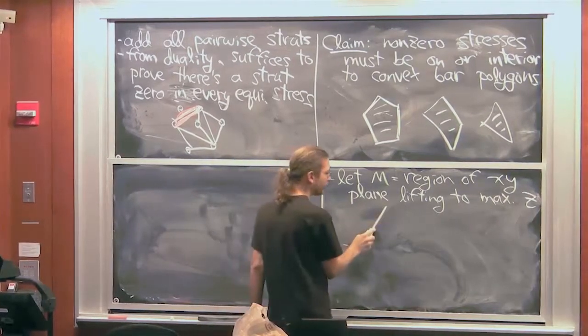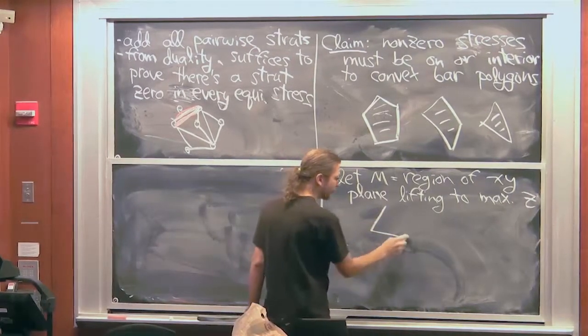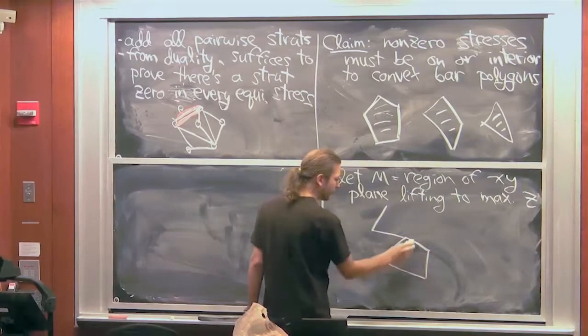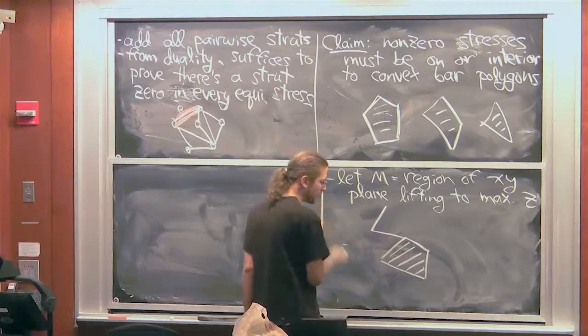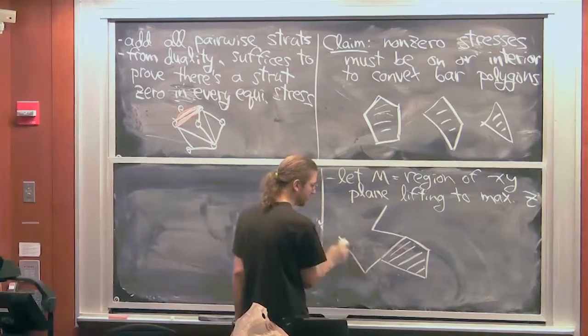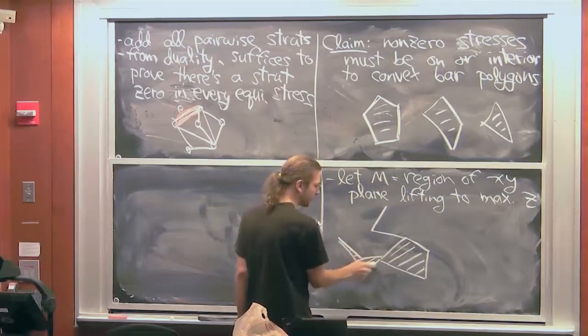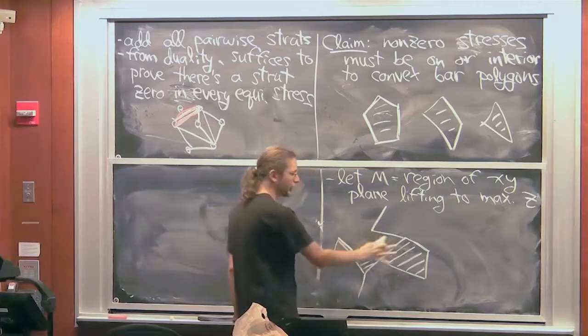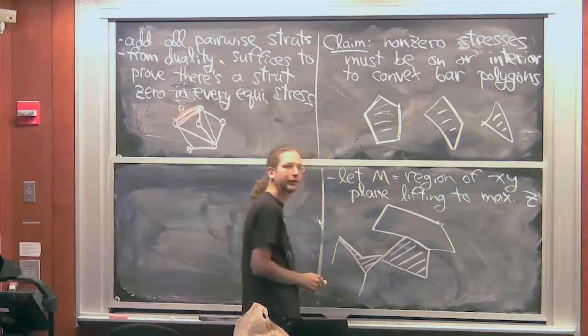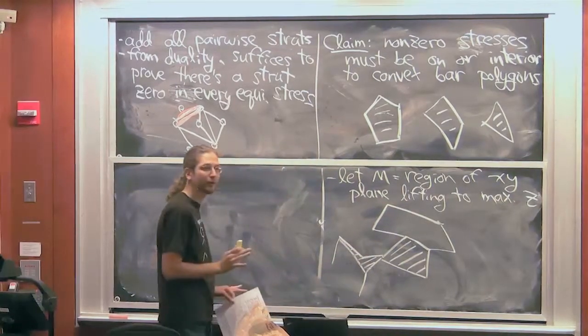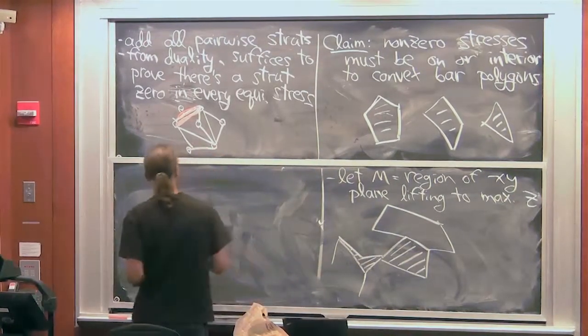So this region may have some one-dimensional parts, it may have some two-dimensional parts, like this whole part, all of this stuff might lift to maximum z. It could have some non-convex parts, like this, whatever. This is kind of generically what it might look like. I guess it could have cycles with not filled interior. All of these things are plausible, except we had this lemma.